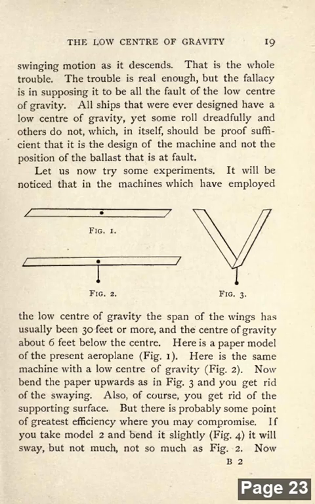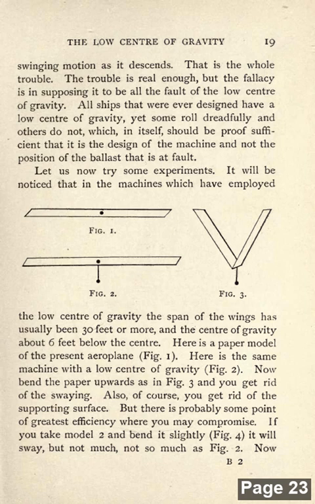The trouble is real enough, but the fallacy is in supposing it to be the fault of the low center of gravity. All ships that were ever designed have a low center of gravity, yet some roll dreadfully and others do not, which in itself should be proof sufficient that it is the design of the machine and not the position of the ballast that is at fault. Let us note some experiments.